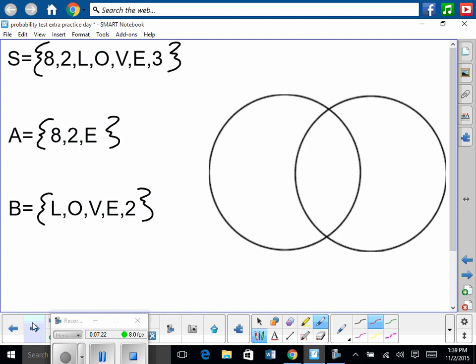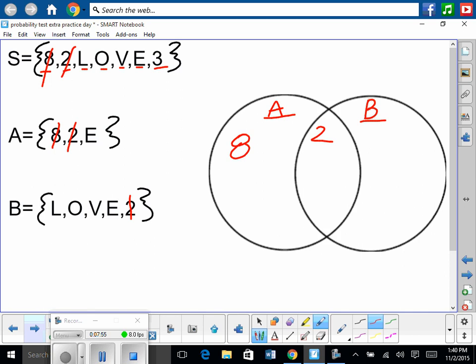Okay. So our sample space is H2LOVE3. Okay, so let's go through and fill in our Venn diagram. Now notice there's only one thing of each, right? Okay, so let's fill it in. Now A and B are two different subsets. So A has an 8, does B have an 8? So it goes in A. We took care of 8. Is there a 2 in A? Yes, and in B. So it goes in the intersection, right?